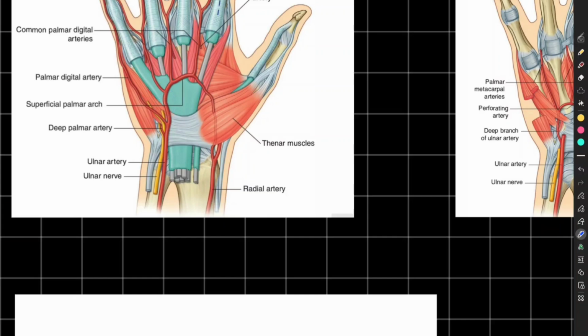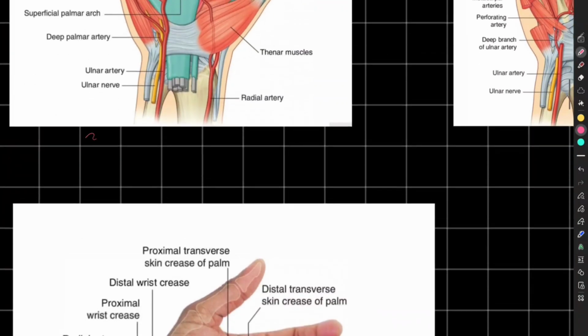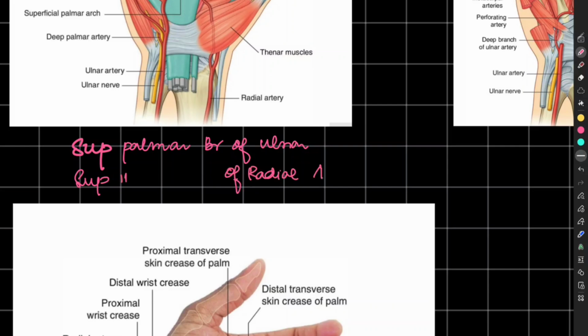And on the medial side we will have our ulnar artery, and on the lateral side it is completed by the superficial palmar branch of the radial artery. Once again, the superficial palmar branch of the ulnar artery medially and the superficial palmar branch of the radial artery laterally. So this is the formation of the superficial palmar arch.